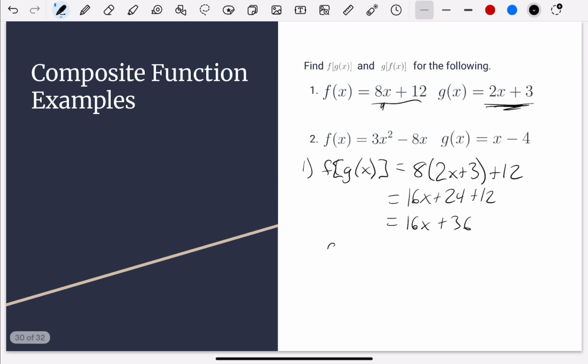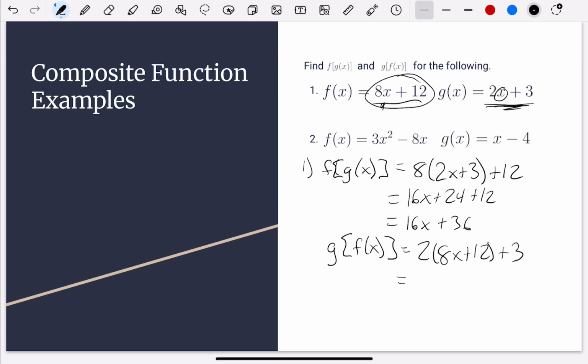All right. And then doing the same thing in the other direction. So now I'm going to take my f function and just plug it in for x in g. So I have 2 times 8x plus 12 plus 3 is 16x plus 24 plus 3 is 16x plus 27. All right. And so now I want you to pause the video and try number 2.